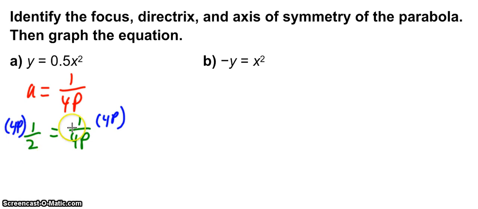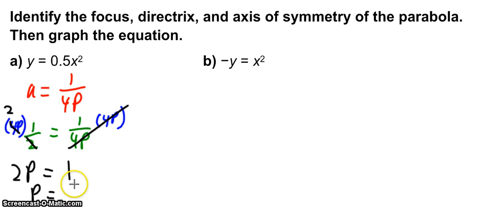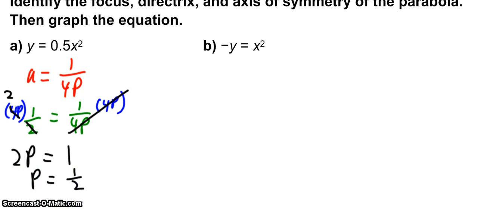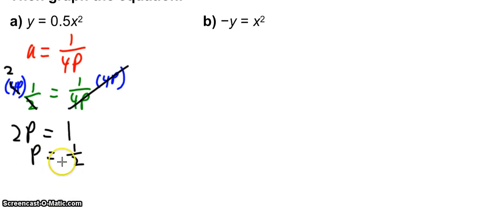And so when I do that, this goes away. 4 and 2 reduce, and I get 2p equals 1. So p equals 1/2. I want to point out it's a total coincidence that the p-value and the a value came out to be exactly the same here. We should understand that's a coincidence because we haven't seen that on the other problems yet. So p is 1/2 though.